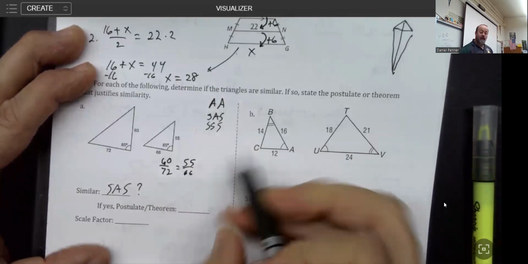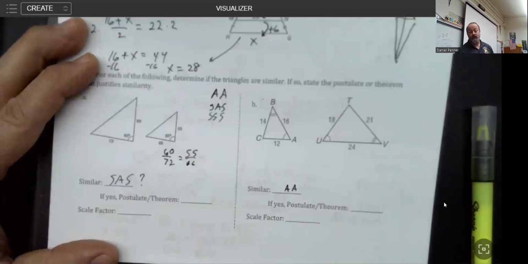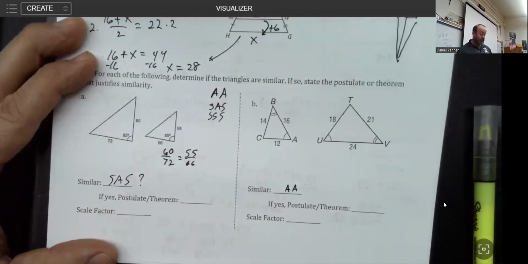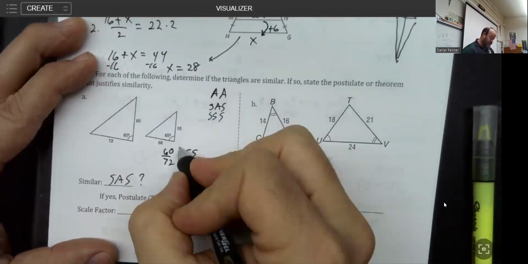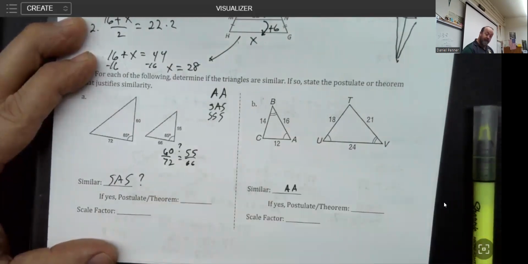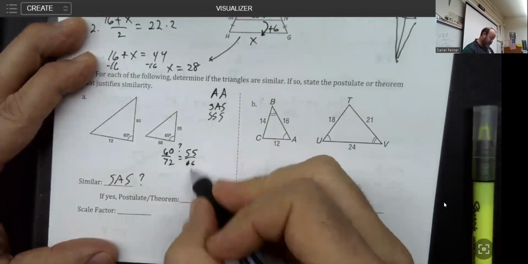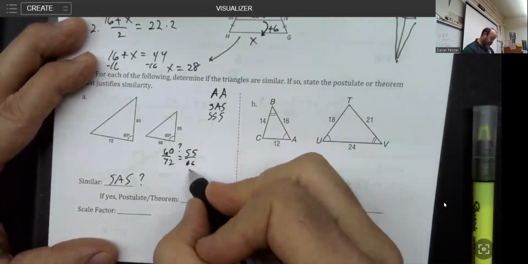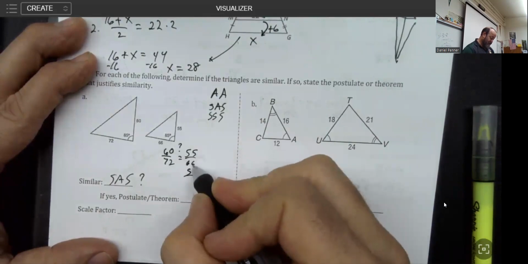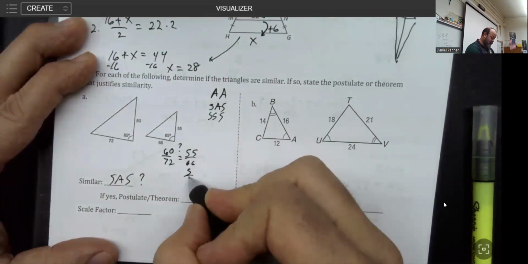And well, one of the things that I notice is, and of course you can cross multiply if you want to check that proportionality to find out if it is true. But I actually like something a little bit better. I'm going to divide these both by 11. And 55 divided by 11 is 5. And 66 divided by 11 is 6.